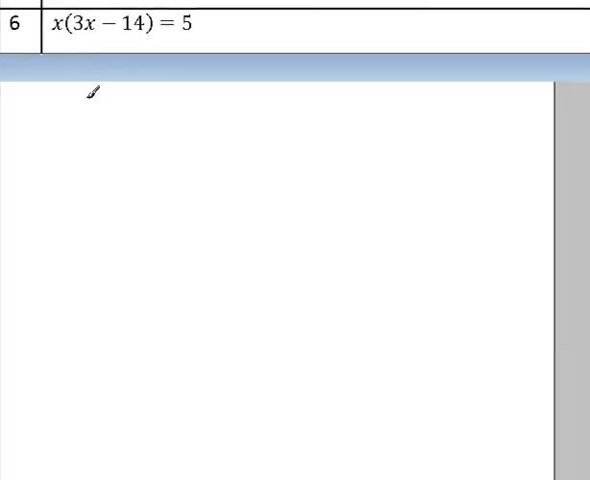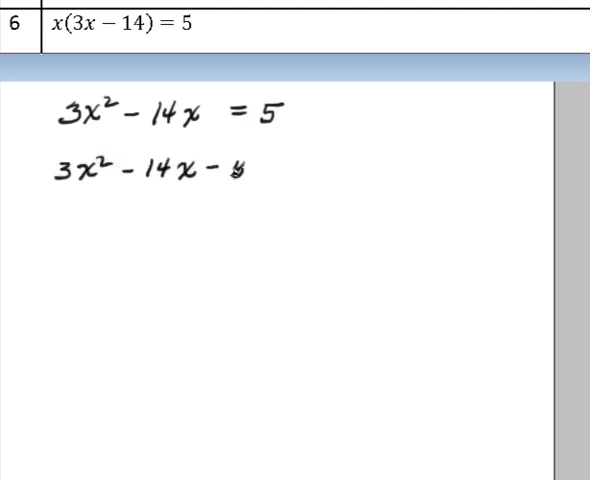Number 6 is a quadratic equation. Let's open up parentheses and we'll see that. Multiplying through by x, we have 3x squared minus 14x is equal to 5. So we're going to try to solve this by factoring. Let's subtract 5 from both sides, and we have 3x squared minus 14x minus 5 equals 0. So we put this in standard form now, and so now we're ready to factor. Standard form has 0 on the right-hand side. Okay, so we're ready to factor.